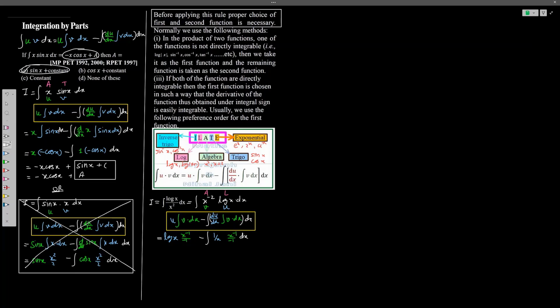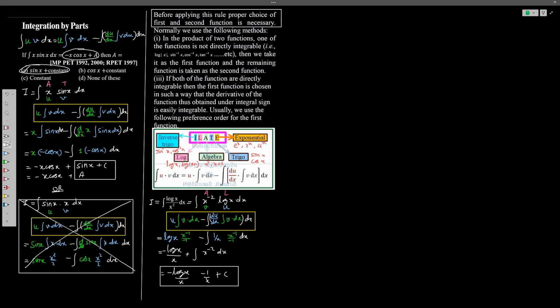Now simplify. In the first term, log x upon x negative, and minus minus becomes plus. Integration of x raised to minus 2 dx. So this will become minus log x upon x plus x raised to minus 1 upon minus 1 plus c. Or we can rewrite the second term as minus 1 upon x. So tada! This is your final answer.